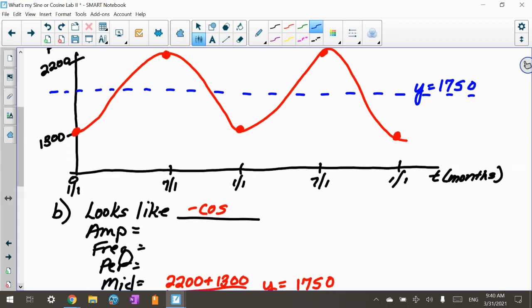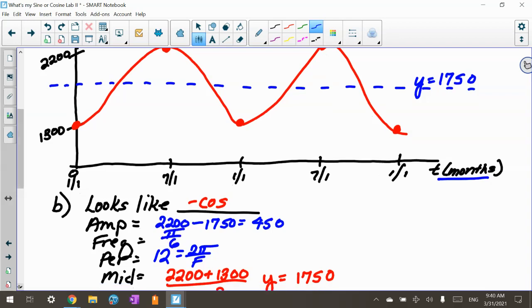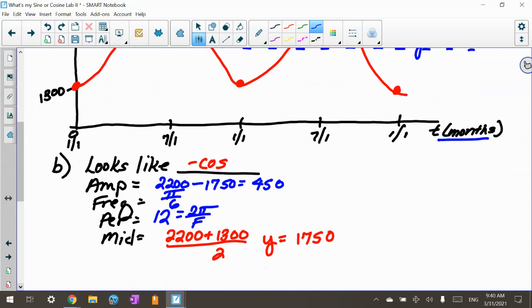Now I'm going to come here. My amplitude is my high, which is 2,200, minus my 1,750. So I get 450. My period for one curve is still 1 year, even though this is in months. So I'm going to say 12 equals 2 pi over my frequency. We've done this so many times. And if I cross multiply or switch these places, you get 2 pi over 12, which is pi over 6. Okay, so now I have a nice population equation.